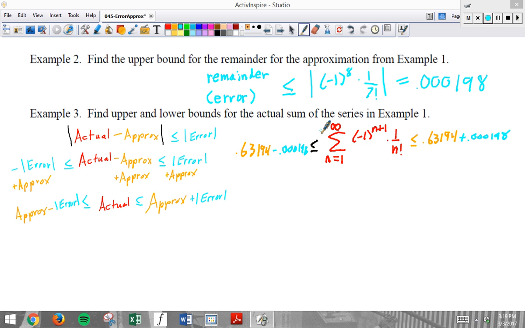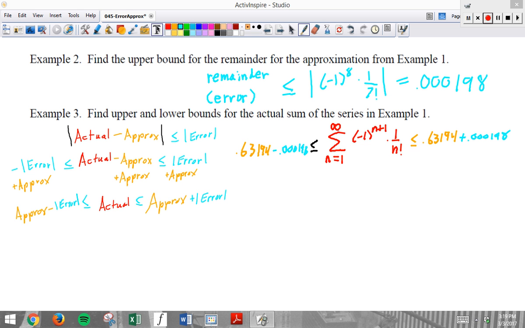Okay? Now, this is not some formula you have to memorize. You should know this from science. I know many of you don't. It's okay. How far are we off? We take the approximate, we add the error. That's the maximum the value could be. That's how big the sum could be.